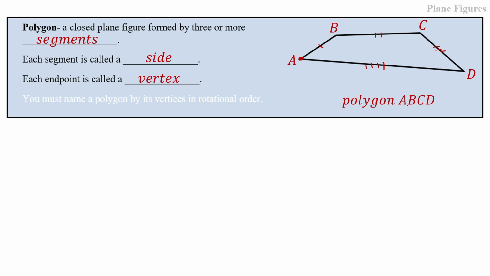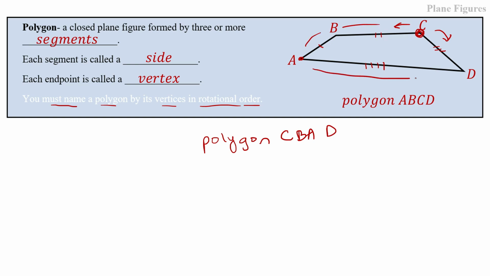As you're naming these, make sure that you name the polygon by its vertices in rotational order. It doesn't matter which one you start off with. For example, I can call this polygon, and let's say I start off at C. I can either go this direction or I can go that direction. I can call it C, B, and then A, and then D. So I'm going C, B, A, and then going towards D.